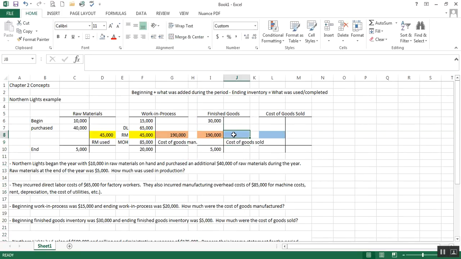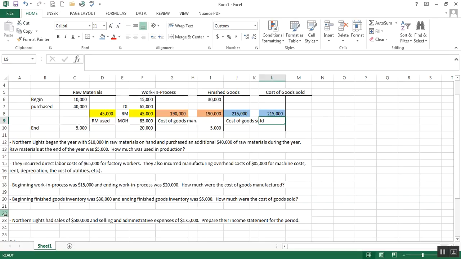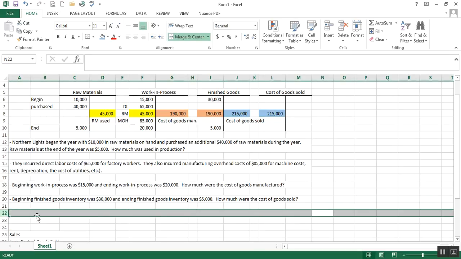Okay? So how do we solve for that? I'm sure you guys can guess at this point. It's going to be your beginning plus your cost of goods manufactured, what was added during the period, minus your ending, which gives us $215,000 in cost of goods sold. That's going to go over to cost of goods sold, and it's going to show up on the income statement as an expense.